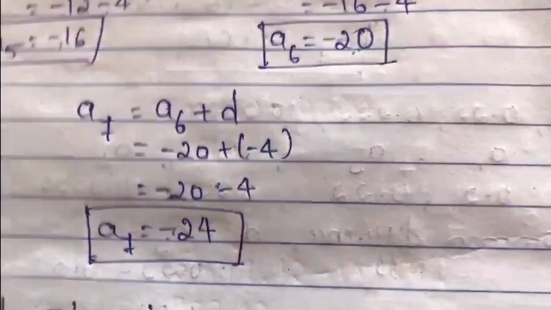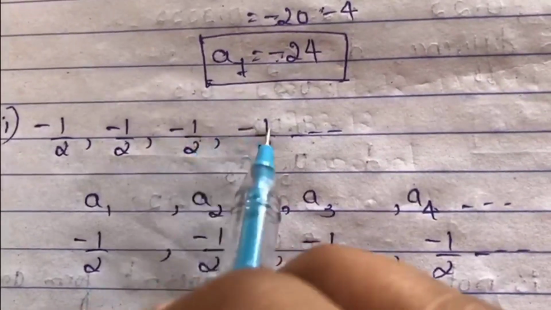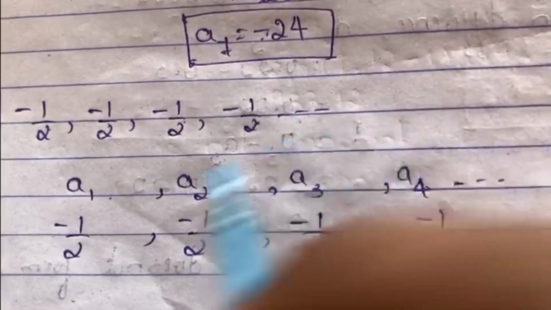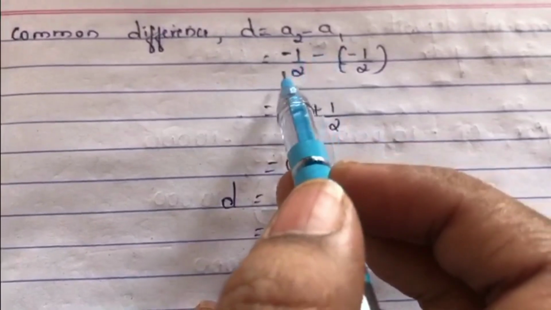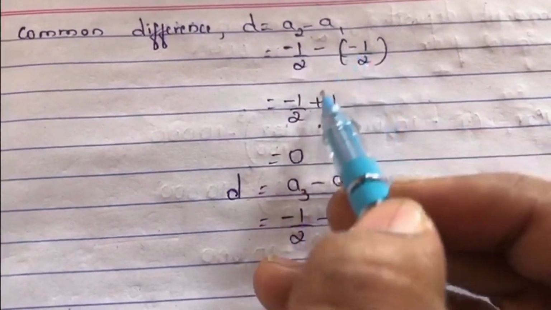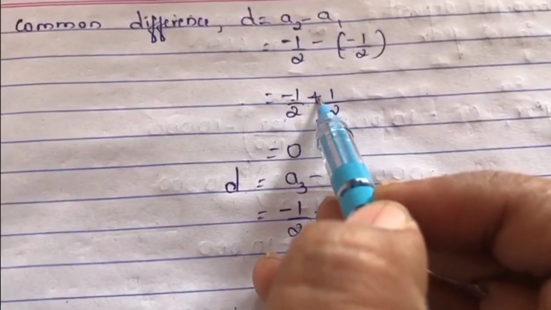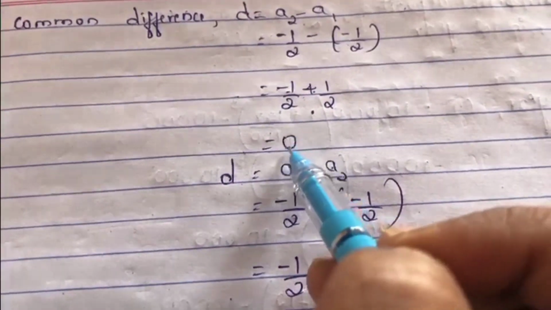Let's move on to the next problem, that is minus 1 by 2, minus 1 by 2, minus 1 by 2, minus 1 by 2 and so on. Here A1, A2, A3, A4 are the same. Let's find the common difference. Common difference D is equal to A2 minus A1. Here A2 is minus 1 by 2 and A1 is minus 1 by 2. Minus into minus will be plus, as one has minus and another has plus, and the numbers are the same, we need to subtract them. The answer will be 0.